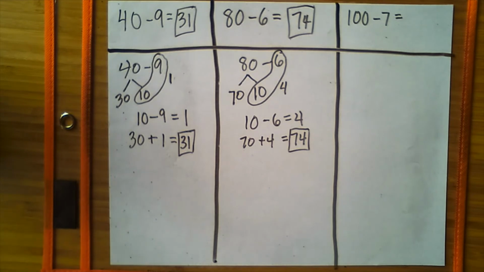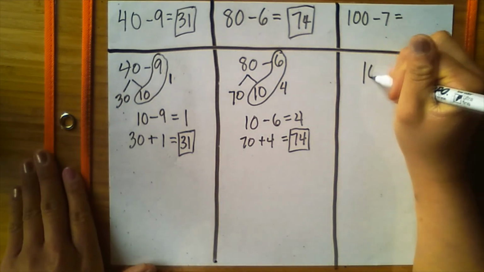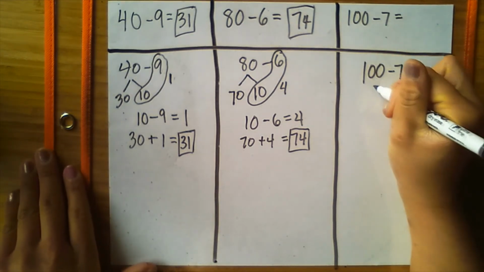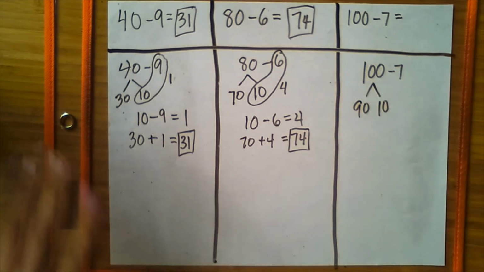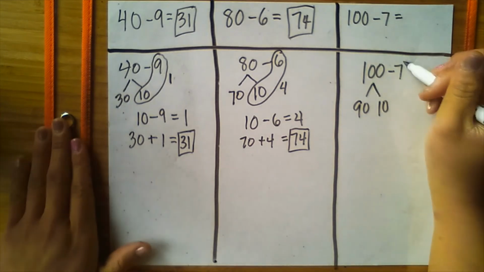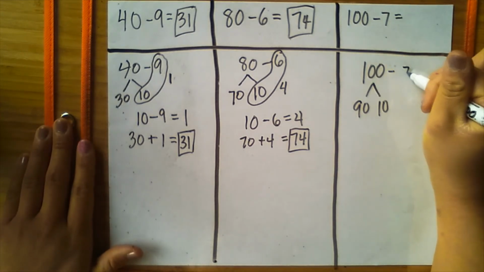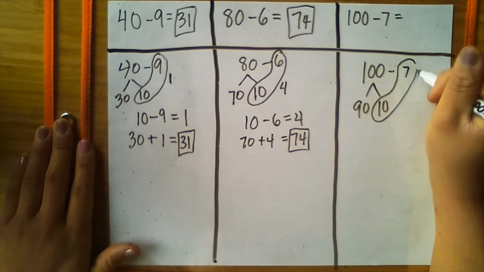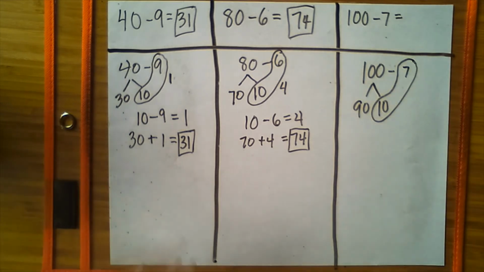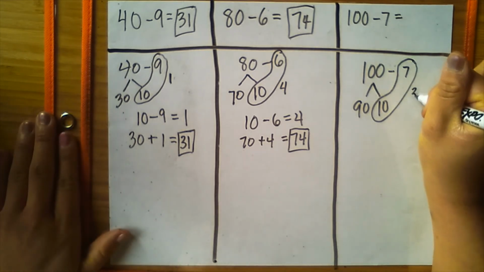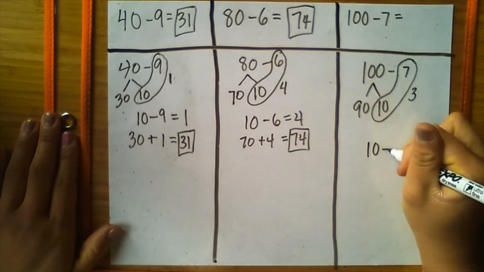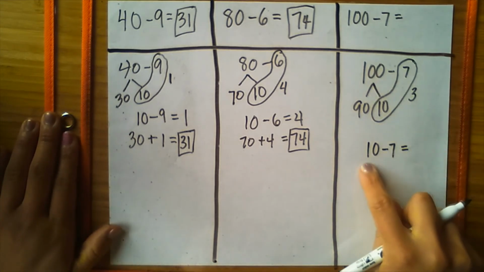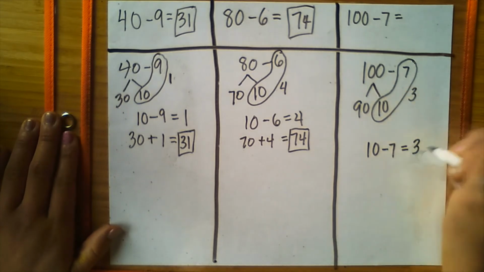Don't be scared, my friends. You guys are going to do fantastic. Let's copy it down one more time. And we're going to go ahead and break 100 up into 90 and 10 so that we can use our take 10 strategy. Oh, let me give myself a bit more room there. 10, if we're taking 7 from 10, that's going to be 3, and we know that off the top of our head. So we're going to write our number sentence that shows that, which is 10 minus 7 equals 3.